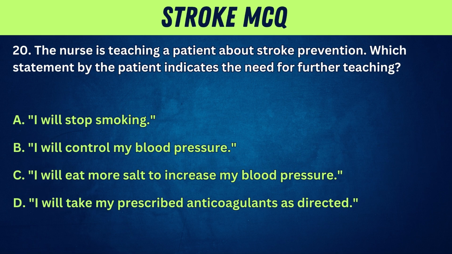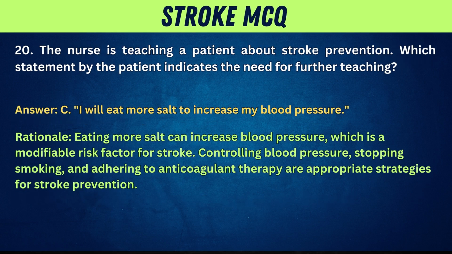20. The nurse is teaching a patient about stroke prevention. Which statement by the patient indicates the need for further teaching? A. I will stop smoking. B. I will control my blood pressure. C. I will eat more salt to increase my blood pressure. D. I will take my prescribed anticoagulants as directed. Answer: C. I will eat more salt to increase my blood pressure.